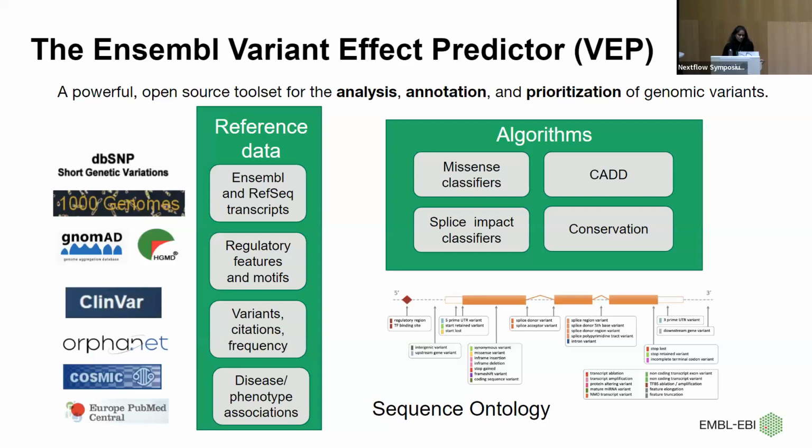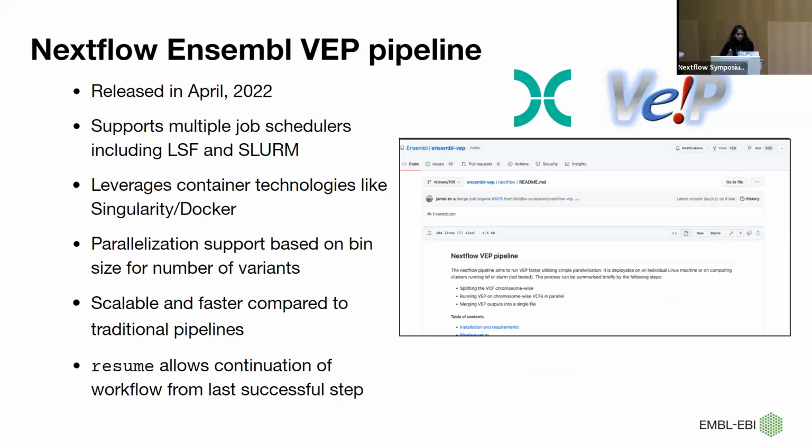It can get tricky when the input file is large. Imagine a scenario where you've been running the tool for about a week and it errors out on the last day. That's not ideal. So we've come up with wrapping the Variant Effect Predictor using Nextflow.